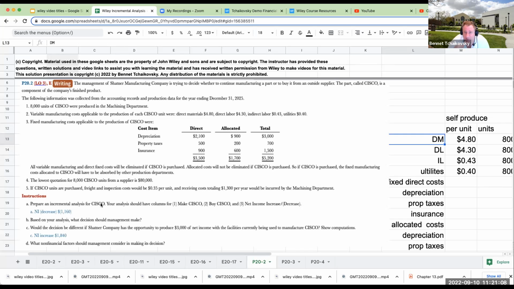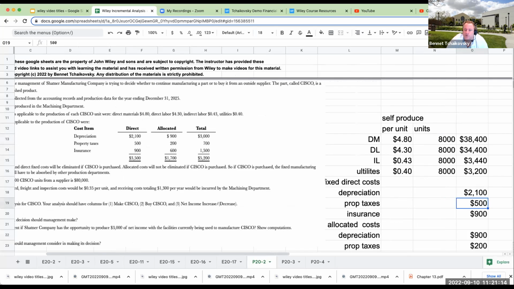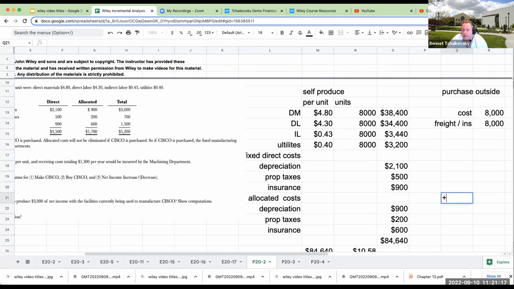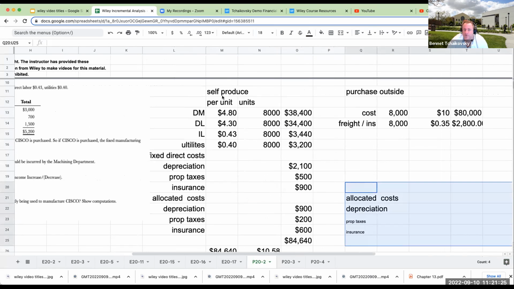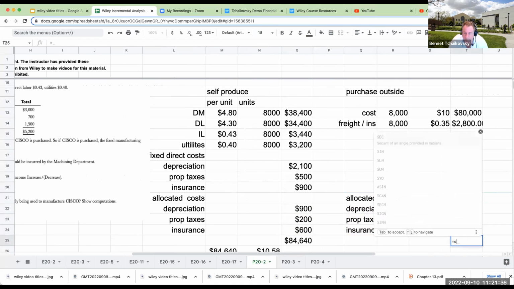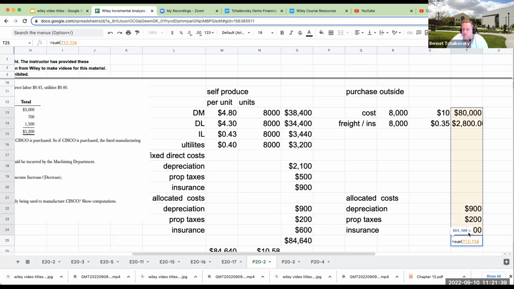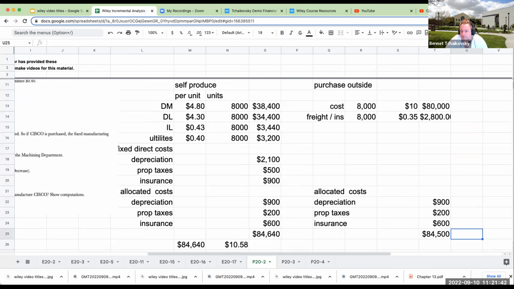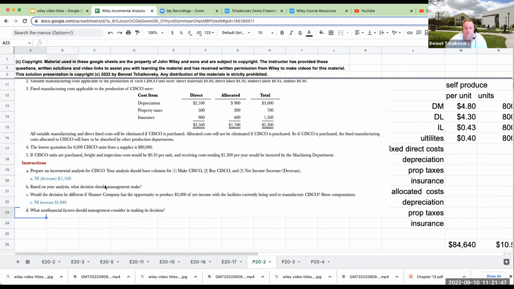So if Cisco is purchased, its fixed manufacturing costs allocated will have to be absorbed by other production departments. So what we're going to do over here is we're still going to have the allocated cost, because in order to make these two comparable, I need to show those same costs coming through. So over here, this is going to cost me 900, this is going to cost me 200, and this is going to cost me 600. So over here, I've got a total of 84,500, and there's something that I'm missing because my number is off.